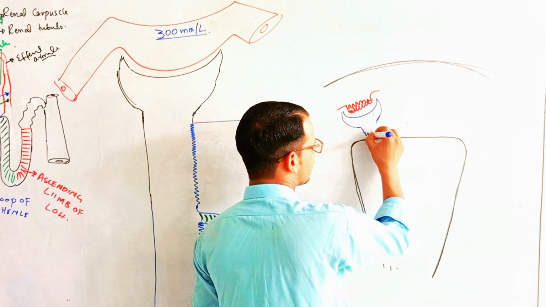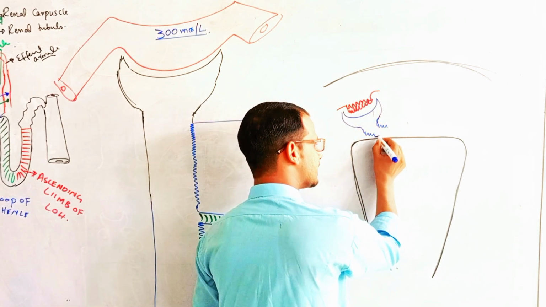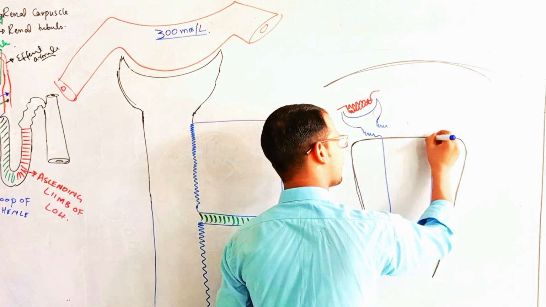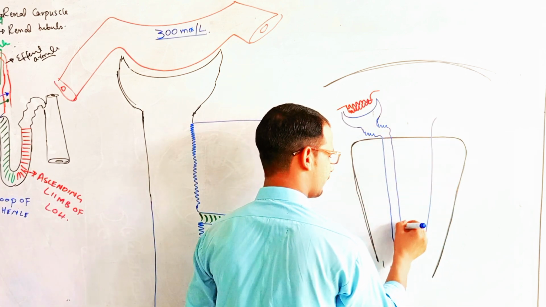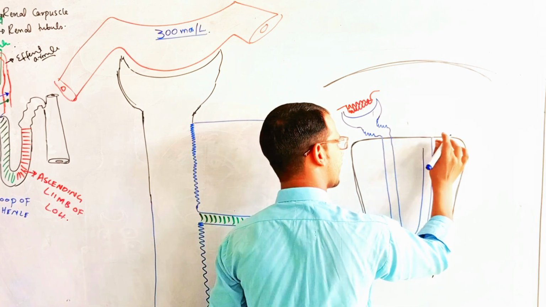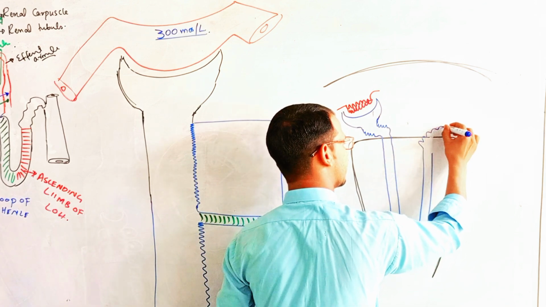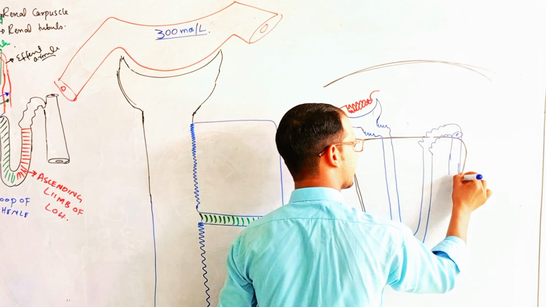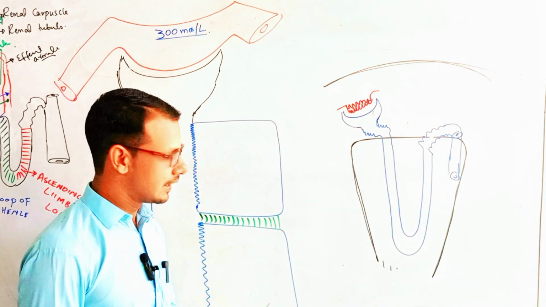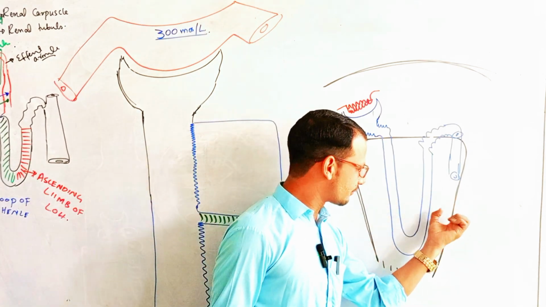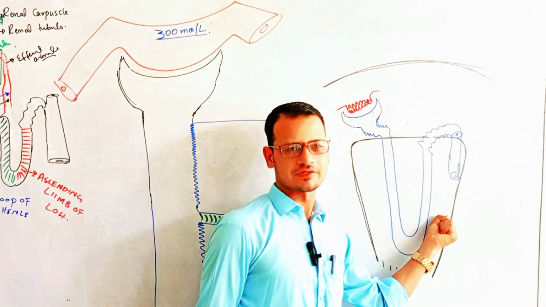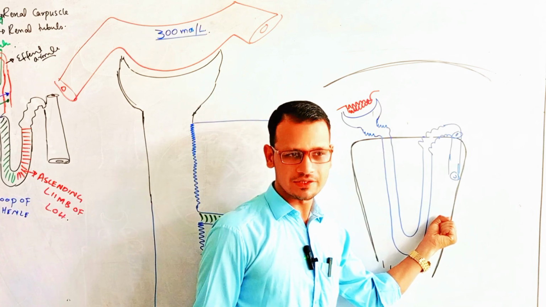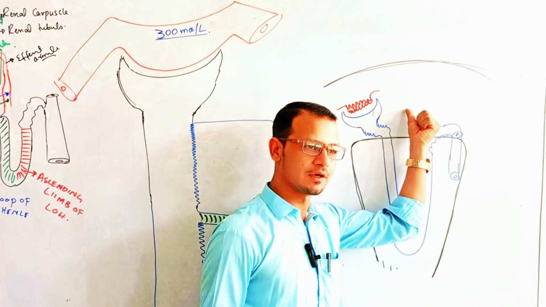For example, this is the proximal convoluted tubule, and this loop of Henle is dipping in the pyramid or medulla of the kidney, and this is the distal convoluted tubule, and this is the collecting duct, right? I have already told you that in the pyramid there is a lot of solute concentration. It means that the osmolality of the pyramid is greater as compared to the cortex.